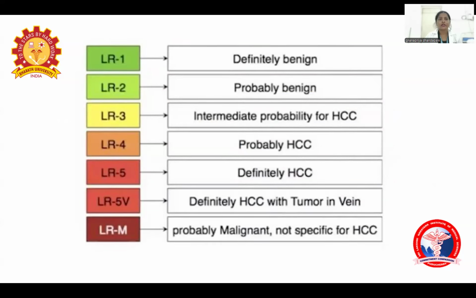So we have different categories in LIRADS. LIRADS 1 is definitely benign lesions. LIRADS 2 are probably benign lesions, and LIRADS 3 are intermediate probability for HCC. Whereas LIRADS 4 are probably HCC, and LIRADS 5 are definitely HCC lesions. LIRADS 5V lesions are definitely HCC with tumor present in the vein. LIRADS M are probably malignant lesions which are not specific for HCC.